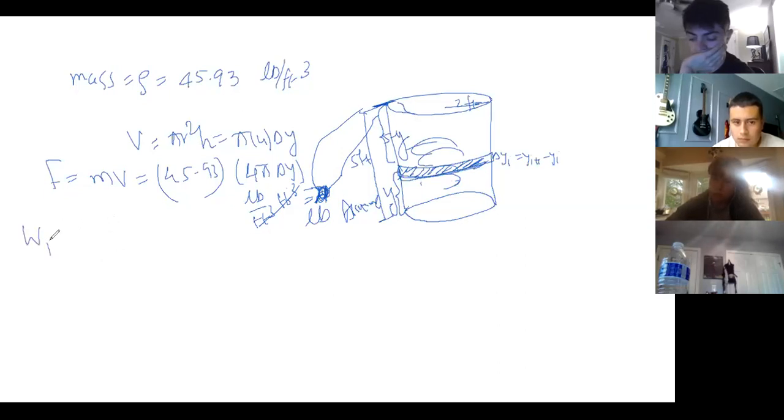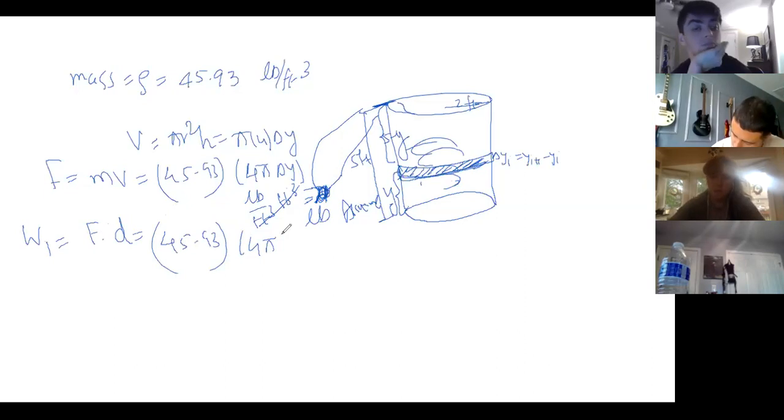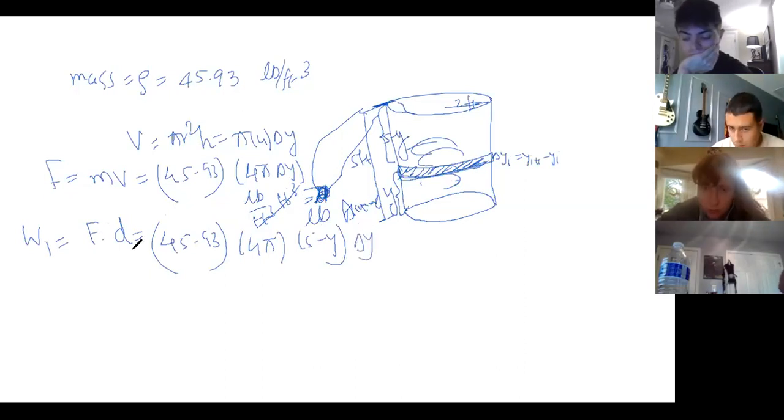So my work, or I would say W_i, is equal to F times D. F is equal to this one, 45.93 multiplied by 4 pi, and distance is nothing but 5 minus y, and this delta y is converted in terms of dy, or I would write delta y over here. That is just for this cross-sectional portion.